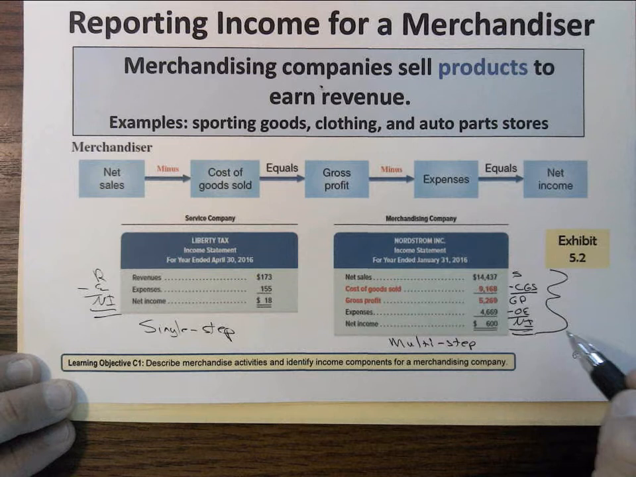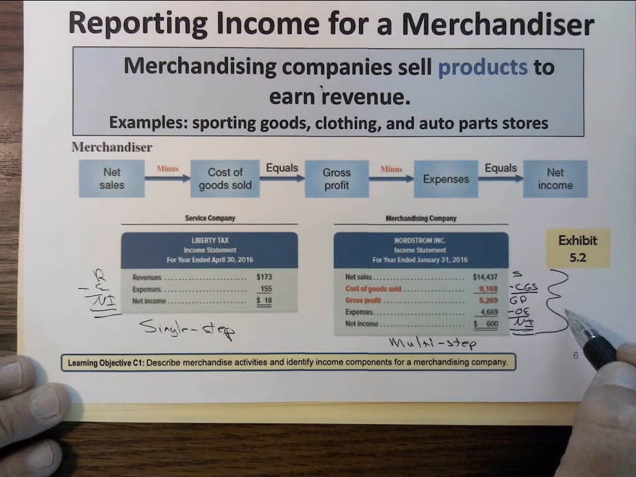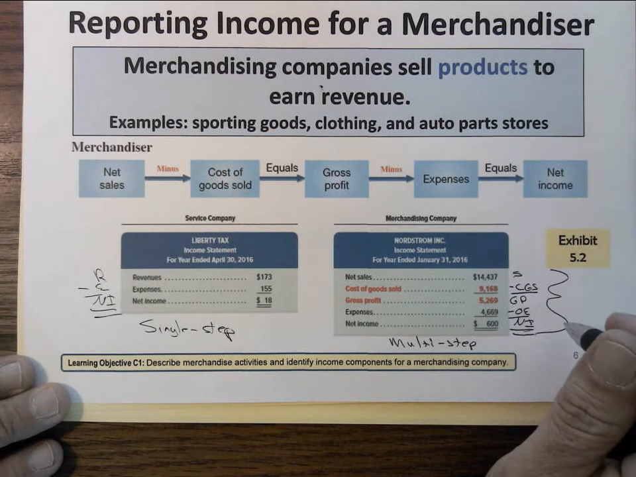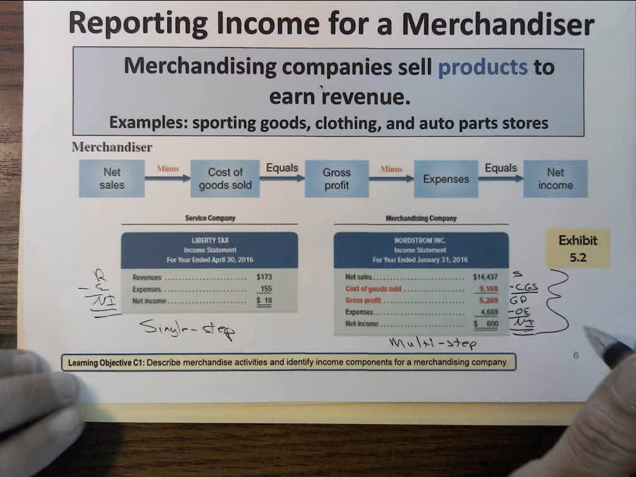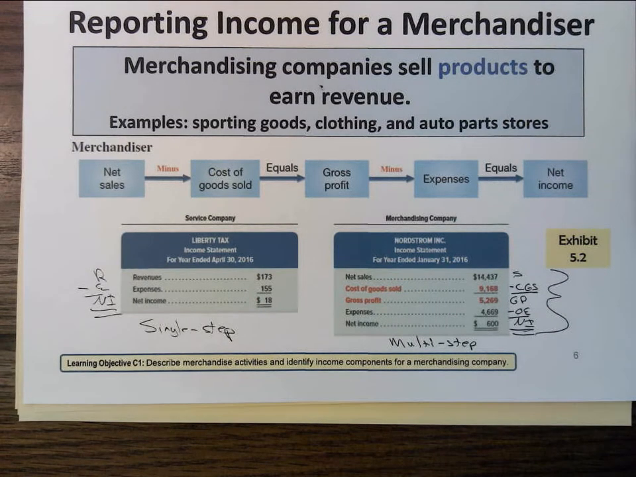So our income statement got a little more fancy, a little more complicated, but that is the multiple step income statement. Now, that's our first thing that we deal with when we're dealing with this merchandising kind of stuff. There will be more to come shortly.